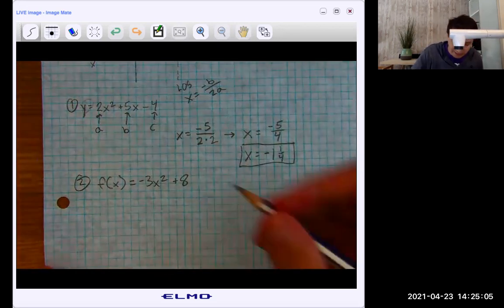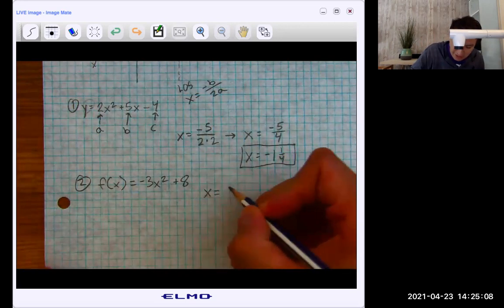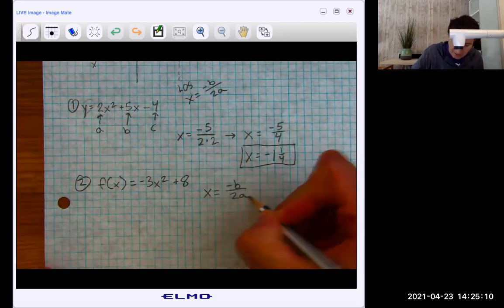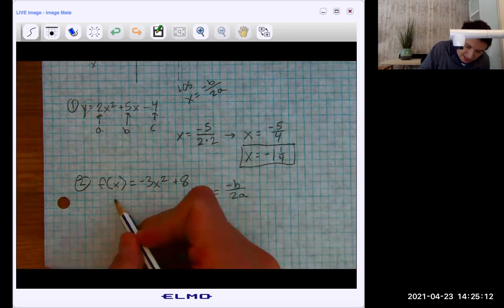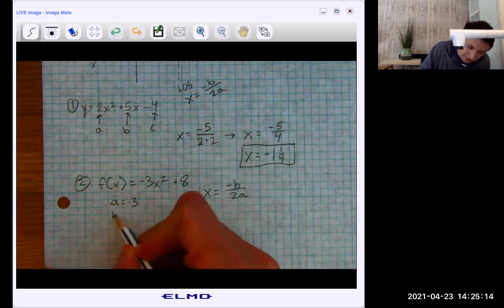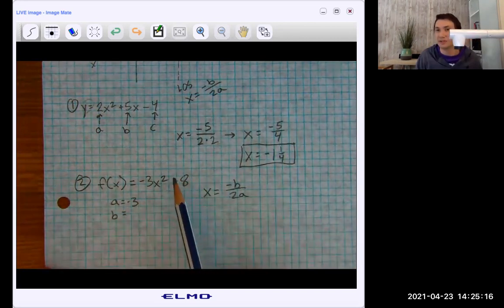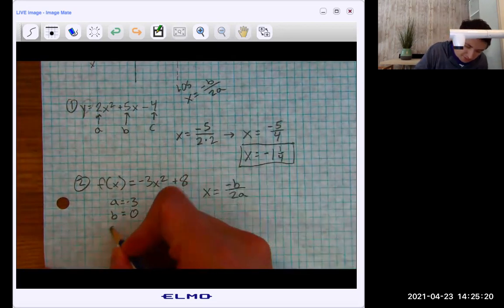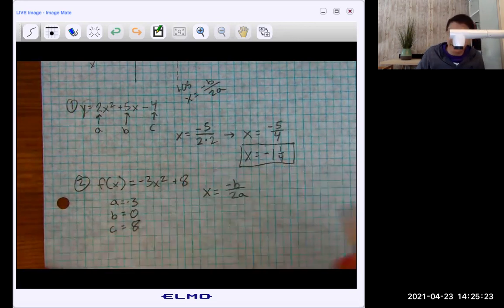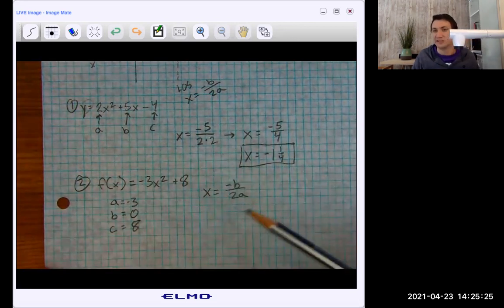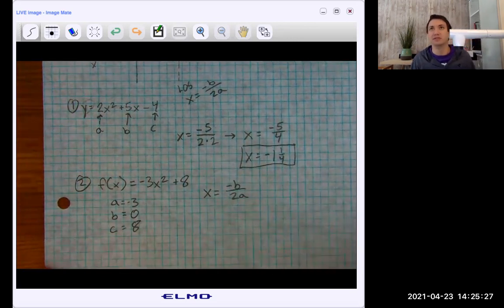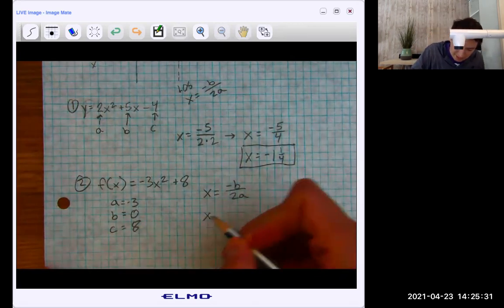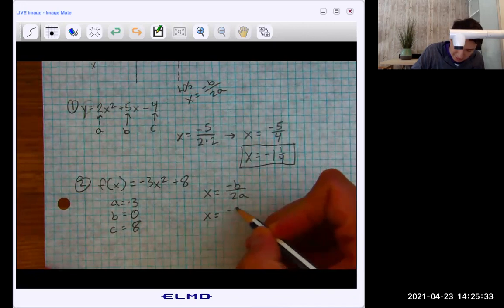And if I'm finding my line of symmetry, I'm going to use x equals negative b over 2a. Now, I notice my a is negative 3. I don't have a b term in this one. I don't have an x. So my b would be 0, and my c is the number on the end, 8. And notice we don't really use the c in the line of symmetry, but you do use it for something later on, so I'm still keeping track of it. In this case, my x would be negative 0 over 2 times negative 3.